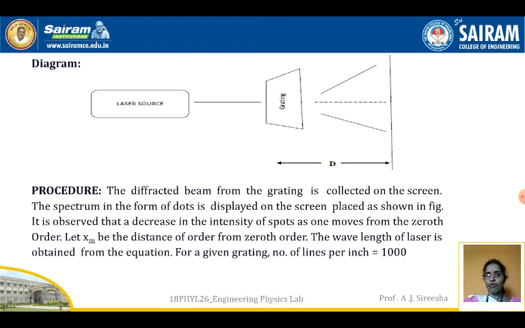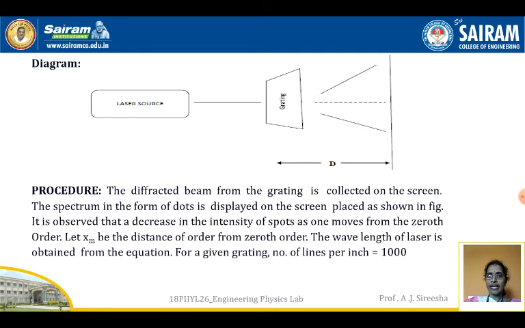The light is allowed to fall on the screen, and during its path a grating element having a grating constant is kept in the path of the laser source so that diffraction takes place and the diffraction pattern with the diffraction spots is obtained on the screen. That diffraction pattern you are able to see on the screen. The distance of the grating to the screen is taken as capital D.